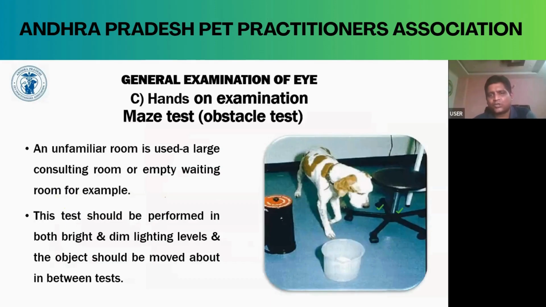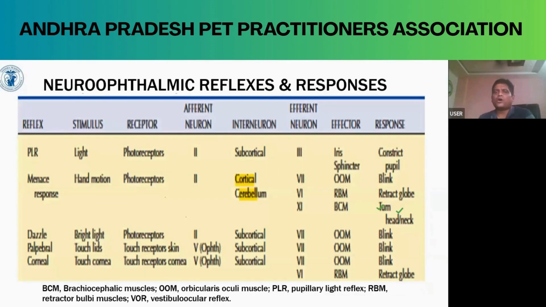Then the maze test or the obstacle test, where you have to place the animal in an unfamiliar room, and the owner should be on one side, and objects like dustbins, like in the image, you have to keep. The dog should be on the other side. The owner should call the animal. Without hitting the objects, it should come. If the dog comes, it's normal vision. If it hits the objects and comes sniffing, then something is abnormal in the vision. So these are some of the neuro-ophthalmic reflexes.